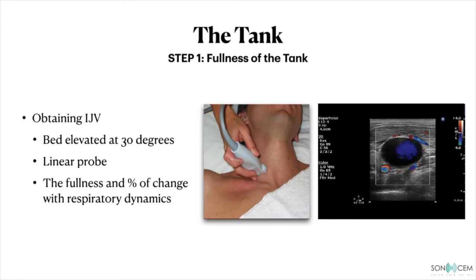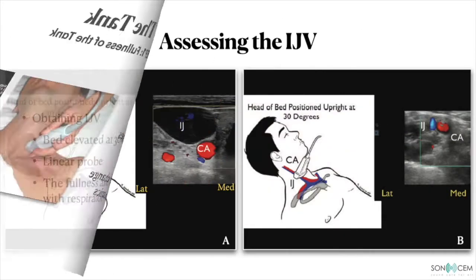If we cannot obtain the IVC, IJV assessment can be the alternative. We can obtain the IJV by putting the patient elevated at 30 degrees and scanning using a linear probe, as it is a superficial structure. The principle is still the same. We assess the diameter and also the fullness of the IJV with the percentage of change with respiratory dynamics.